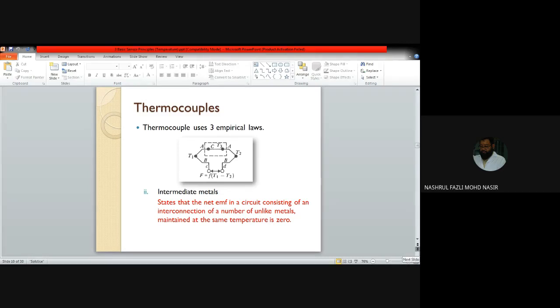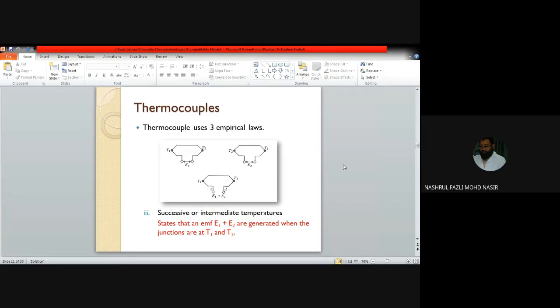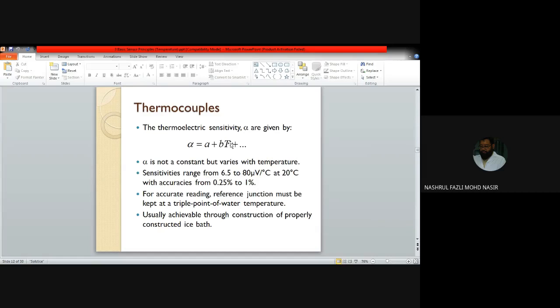Then the last one about the temperature, successive or intermediate temperatures, states that the EMF E1 and E2 are generated when the junctions are at T1 and T2. So the thermoelectric sensitivity is represented by alpha, given by alpha equals A plus BT.